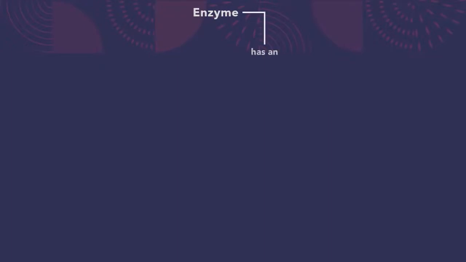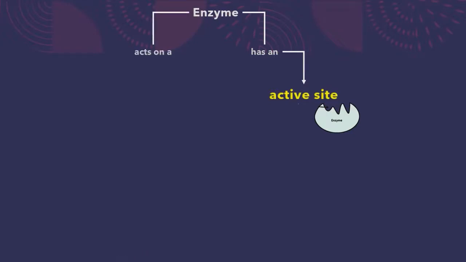Well, an enzyme has what we call an active site. So that is the entire enzyme, and the active site is the one on top of the entire enzyme. So this is the entire enzyme, and on top is what we call the active site. And another one is that this enzyme will be acting on the substrate.